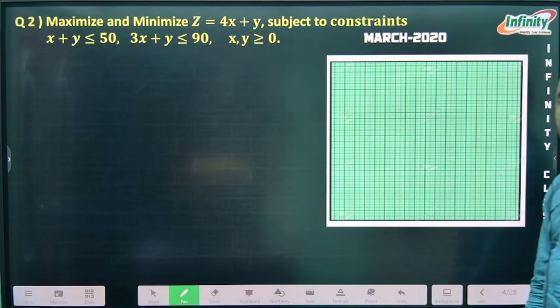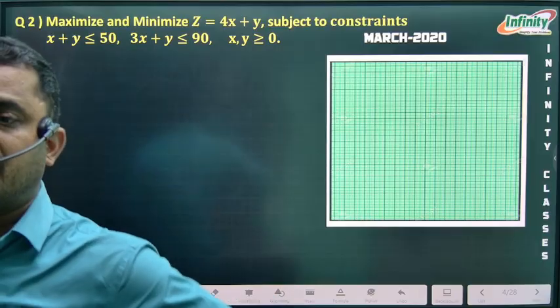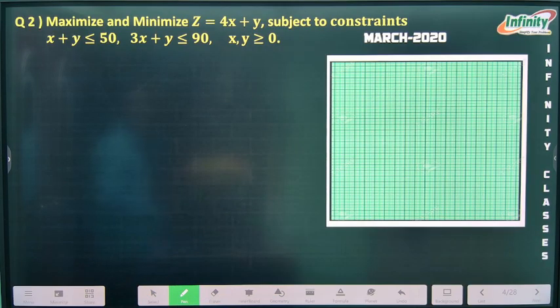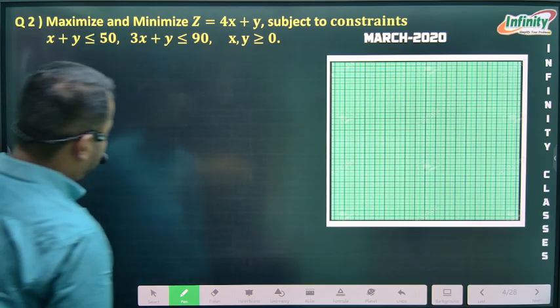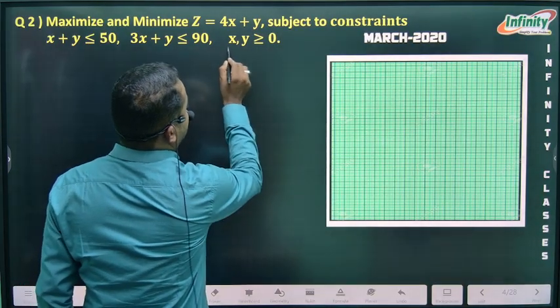It is a very important problem that was already asked in March 2020. So again, the same way we have to proceed here. Maximize and minimize Z is equal to 4x plus y, subject to the constraints x plus y less than or equal to 50, 3x plus y less than or equal to 90, x comma y greater than or equal to 0. See here, in the previous problem also it is given x comma y greater than or equal to 0.